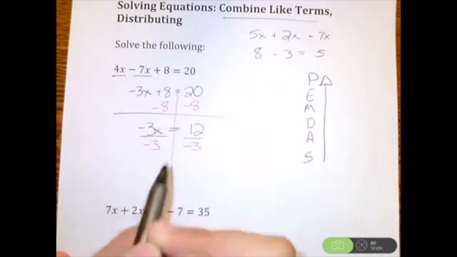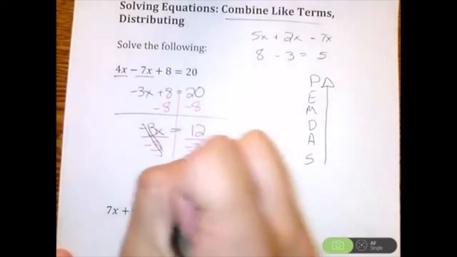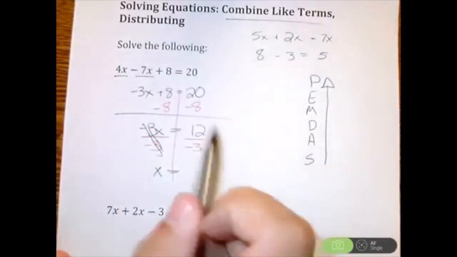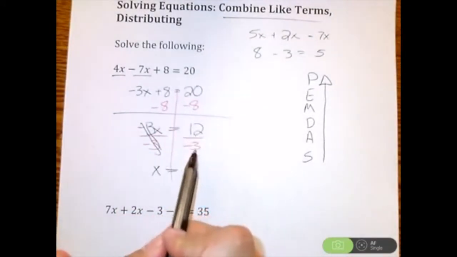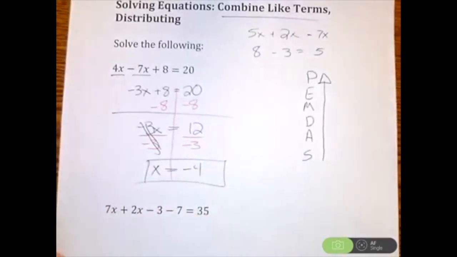When you multiply and divide by the same number there, a lot of kids like to say they cancel out, really it divides to 1. So we have x. On the right side, we have 12 divided by negative 3, which is negative 4. So x equals negative 4.